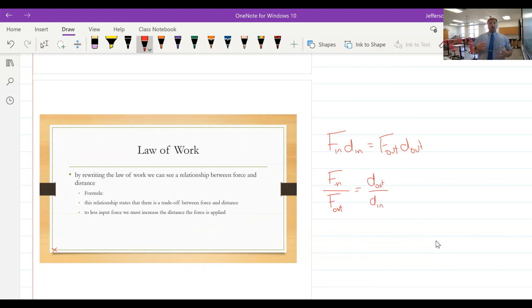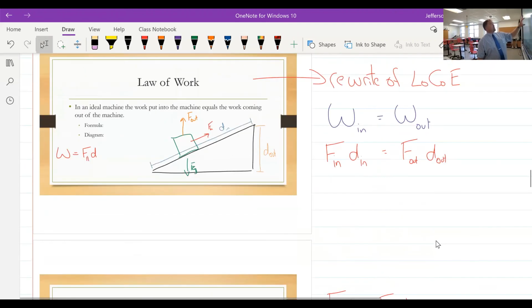And so if I want to make my F in small, I'm going to have to make my d in big, because there has to be that trade-off. And so if I go back and look at my diagram, the distance out is less than my distance in. And so what that means is that allows my force in to be less than my force out.